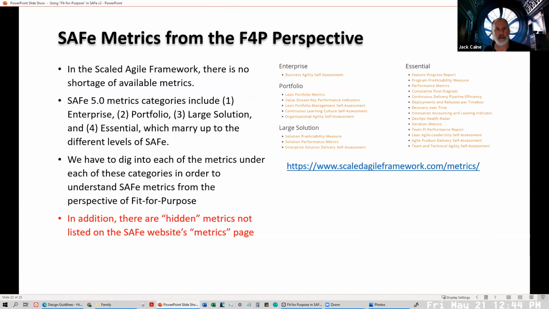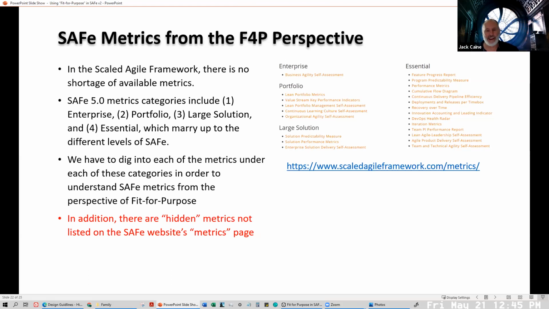So, SAFe metrics from a fit for purpose perspective. If you go to the Scaled Agile Framework site and click on metrics, it basically sums up a good portion of the metrics by level. It doesn't do it by fit, whether it's a fitness criteria or a vanity metric if used in a certain way. It doesn't talk about that stuff, right? So we have to dig into each of these metrics under each of these categories in order to understand SAFe metrics from the perspective of fit for purpose.